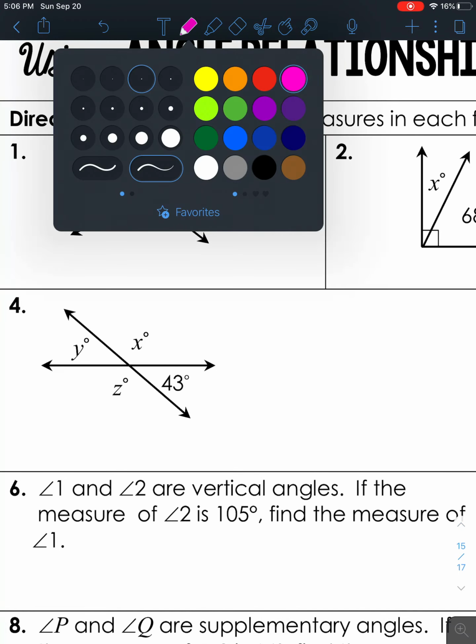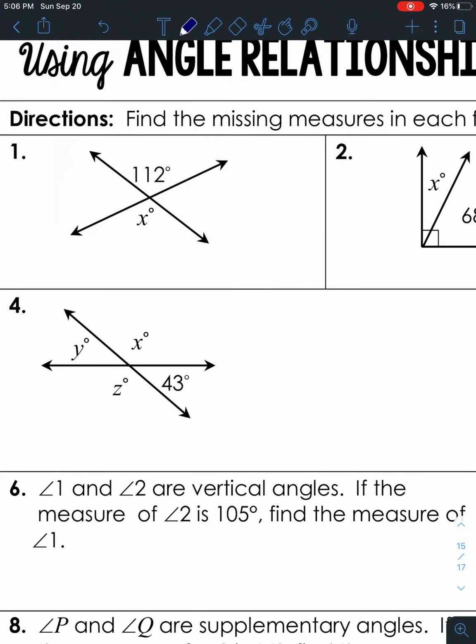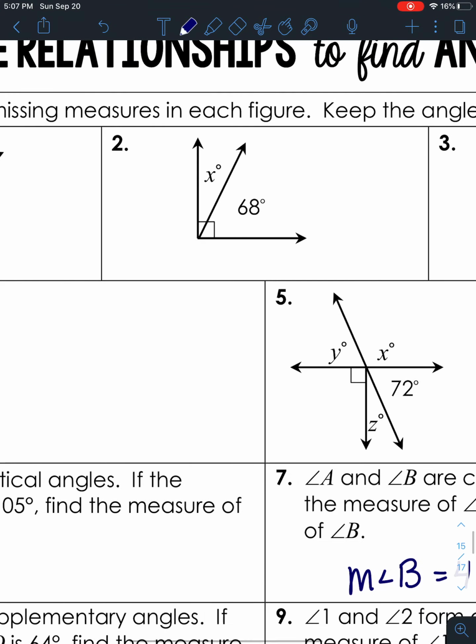All right, so it's asking us to find the missing measurement. So 112 degrees and angle X, those are vertical angles. So they are congruent, which means they have the same measurement, which means X equals 112 degrees. Here on number 2, you see this box. That box indicates 90 degrees. So if I wanted to find X, I would do 90 minus 68. That will give me a grand total of 22 degrees, which is X.